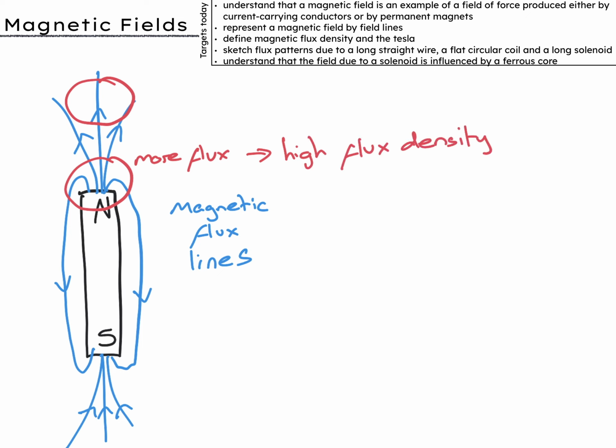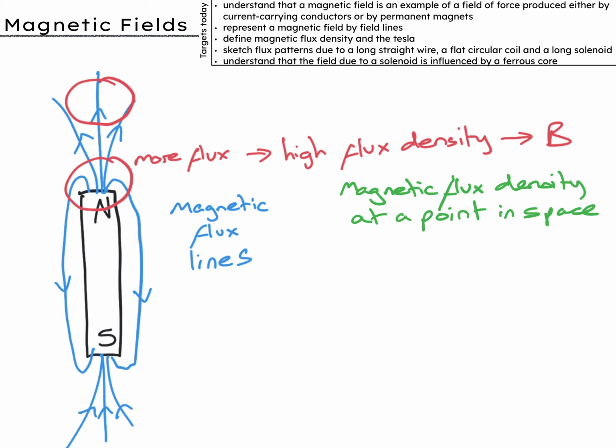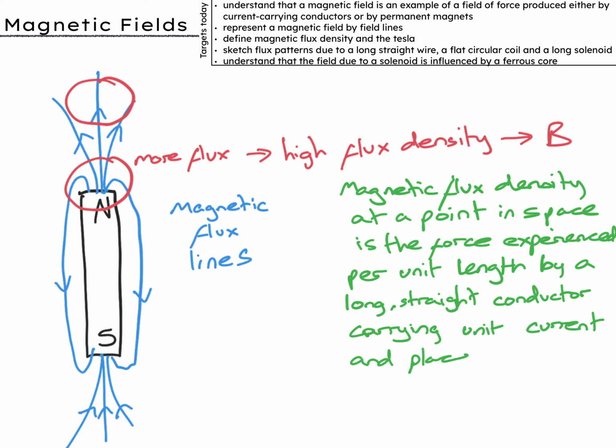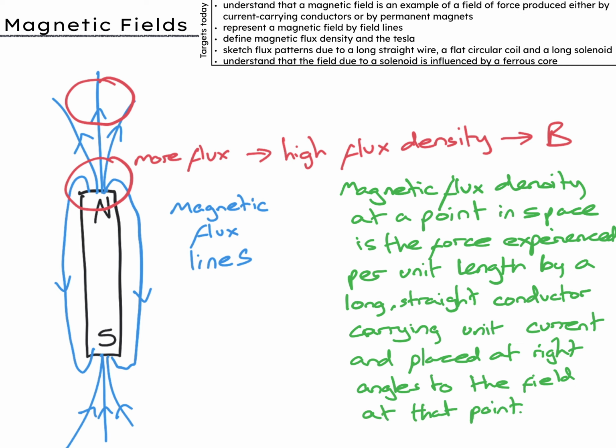That's obviously a really handy measurement to make, so we give magnetic flux density its own symbol, B, and use this definition to describe it. The magnetic flux density at a point in space is the force experienced per unit length by a long straight conductor carrying unit current and placed at right angles to the field at that point. Right, that's a lot of words, so let's unpack it.